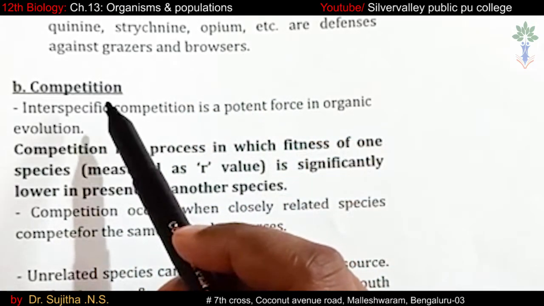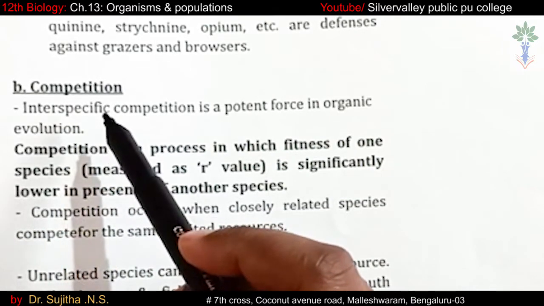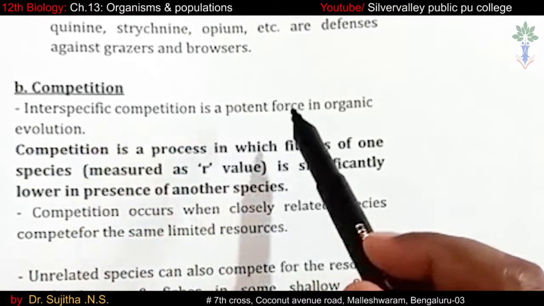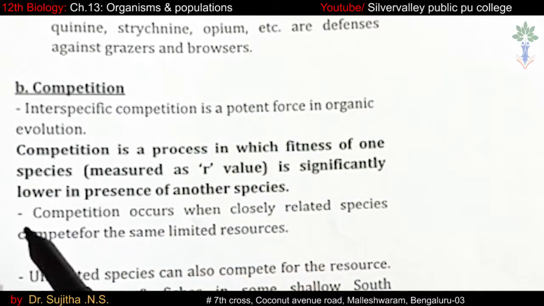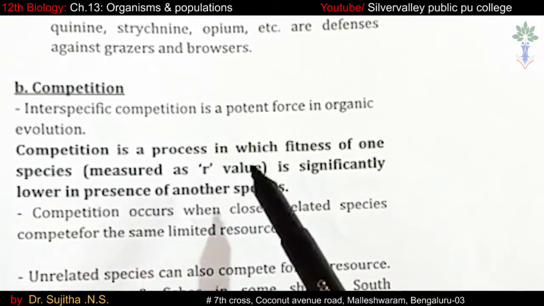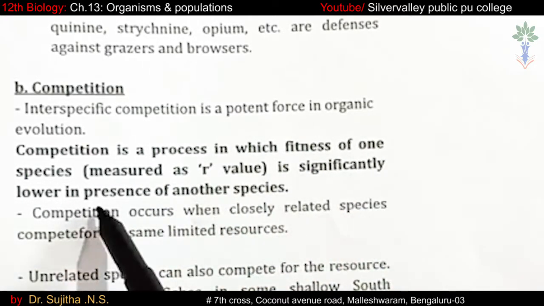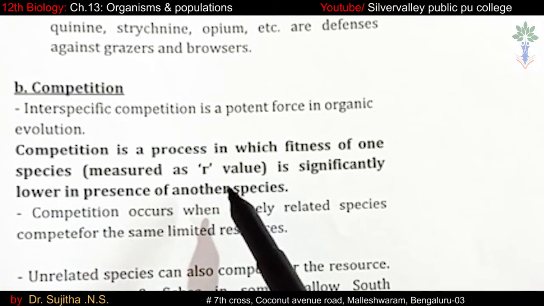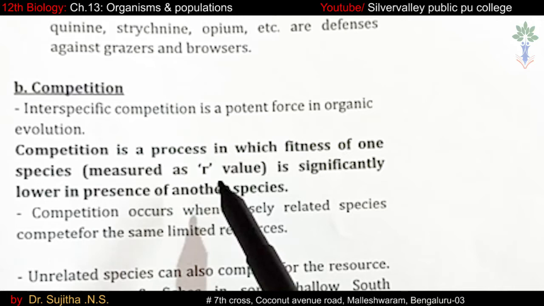So the second one is competition. Competition is an interspecific interaction which happens between two different species. So this interspecific competition is a potent force in organic evolution. Competition is a process in which the fitness of one species, which is measured as the r value, is significantly lower in the presence of another species. So when competition occurs between the two species, one species will not have enough resources like food, which affects their physical health as well as their reproductive fitness.